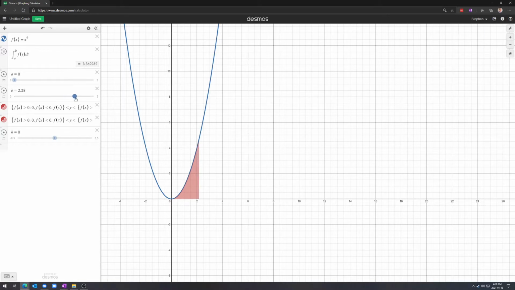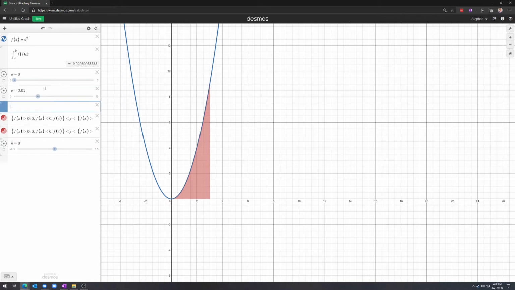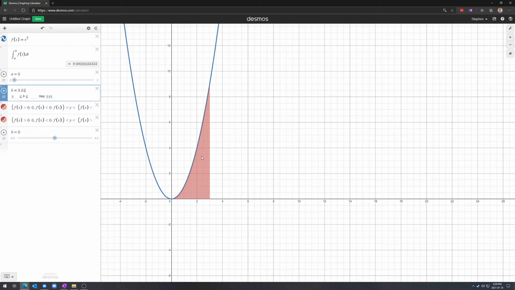However high up my function is, so here at x equals 3, this is now going to be at 9, which is actually kind of interesting as the area is also 9. Well, by plugging 3 in, my value of 9, that means that if I increase to 3.01, you can see it's about 9.09. The rate of growth of the red area is equal to the function evaluated at x.